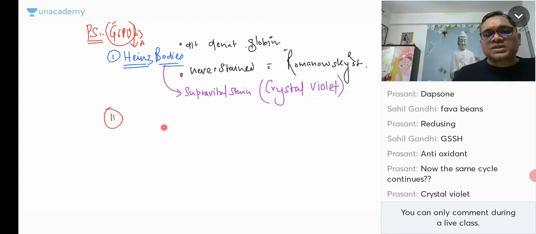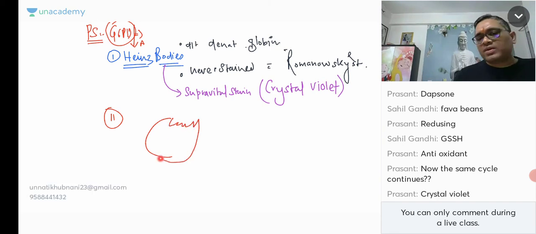Second thing, when you are going to see the RBC here, they will be looking like this, right? What is this called? White cell.